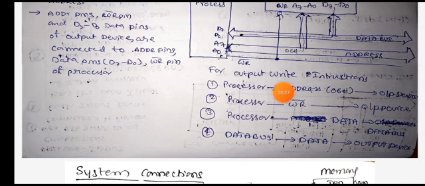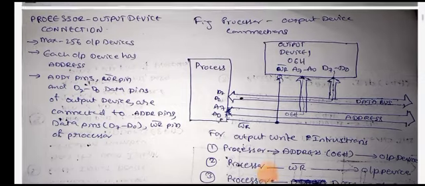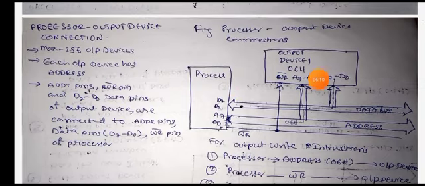Our processor writes data to the output device for an output write instruction. First, the processor sends the address to the output device. Second step, it sends a write signal to the output device, and the processor places the data on the data bus. Then from the data bus, the data is transferred to the output device. That is the fourth step. So in this way, data is transferred from the processor to the output device.